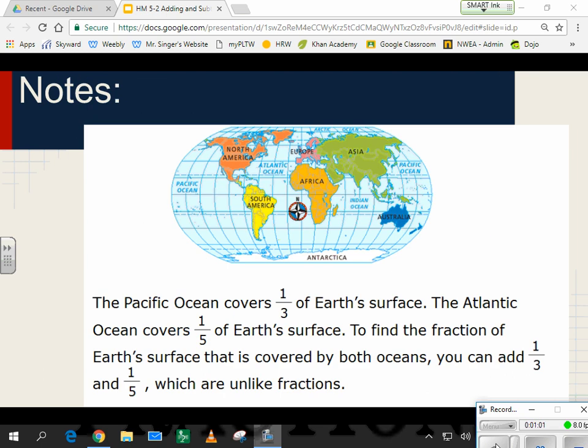So here's a problem that kind of looks like the thing that we would need to use today's skill for. Let's say that we were talking about the oceans of Earth. So the Pacific Ocean covers 1/3 of the Earth. The Atlantic Ocean covers 1/5. If we had to find the fraction of the Earth's surface that is covered by both of these, we know that we would add the two together. But what are we going to do to make sure that the thirds and the fifths are the same number? That's what we're going to work on today.